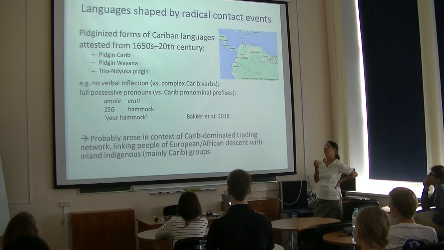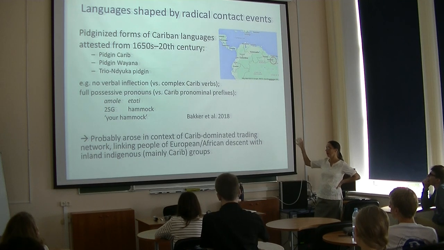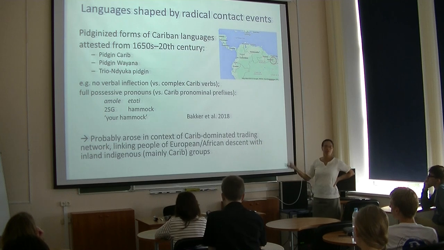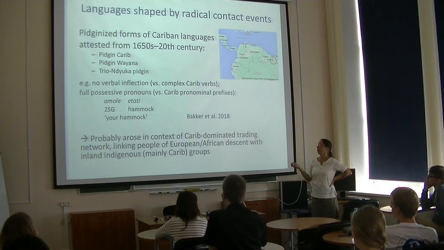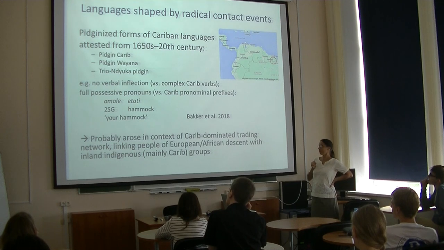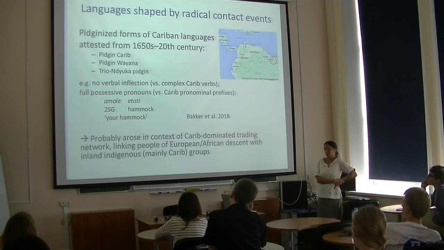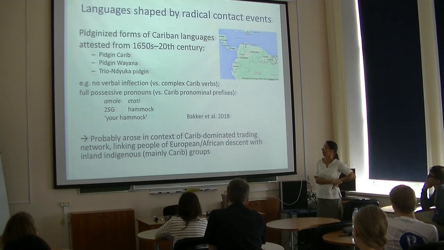So some of the reasons, some of the arguments for claiming that they're pidgins. For example, in contrast to the complexity that you get in Carib verbs, you don't have any verbal inflection for the most part in these varieties. You get possessive constructions involving full possessive pronouns, like this example here with the hammock, whereas in Carib languages you have pronominal prefixes. So these are some of the examples, some of the evidence for saying that these are pidgins.